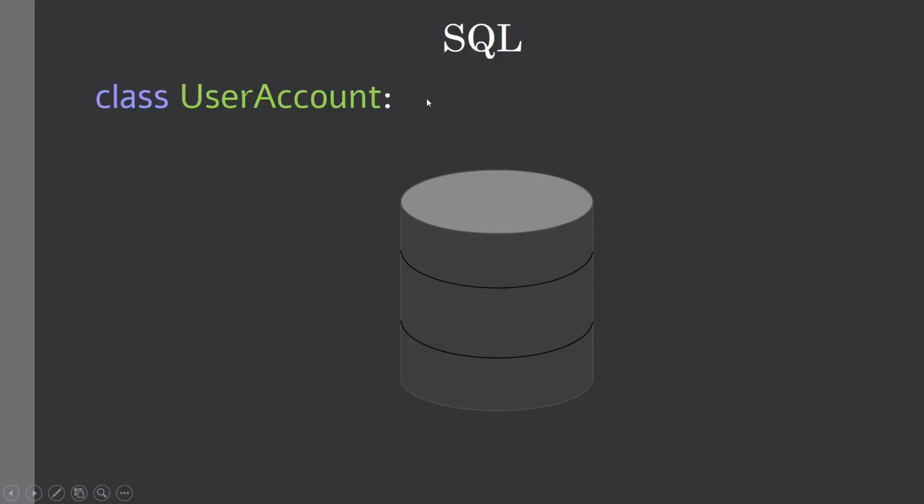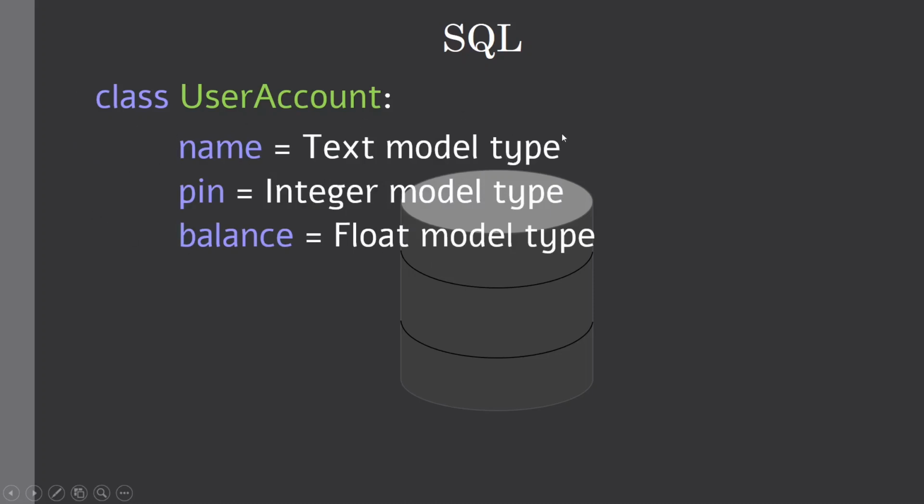To create a table in Django, you're going to create it as a class. Right now we have class user account, and in this user account we're going to have variables. As you can see, we have a pin here, and the pin is equal to an integer model type, and the name equals a text model type. I'll be showing you how to make all these model types, but basically just get the general overview. The class is the table, and these names are the columns. When you're creating a row, like adding data to the table, you're going to be passing in all these things. Some of them can be compulsory, some of them might not be. I'll be showing you how to do all that.